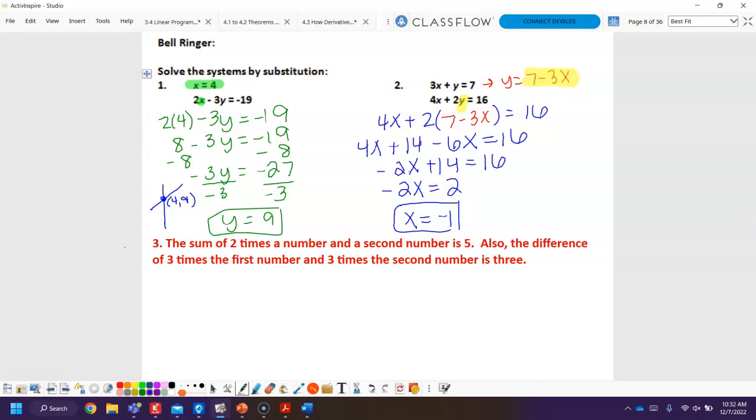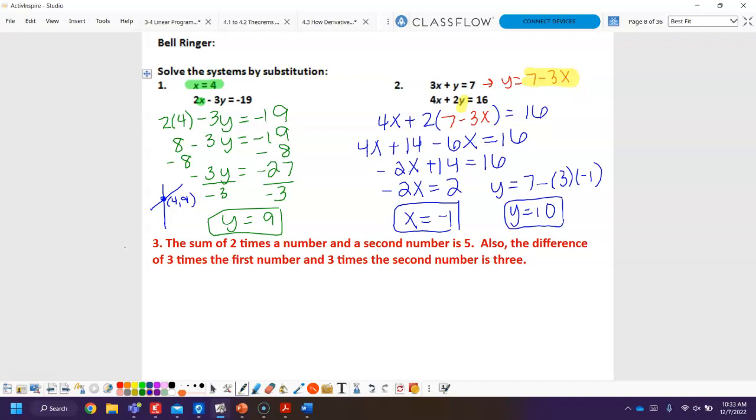You want to take that -1, plug it back in to the original or to any of your varying forms and solve for y. So you had y equals 7 minus 3 times -1, which is really like 7 plus 3, so you get 10. So when x is -1 and y is 10, our graphs will intersect.